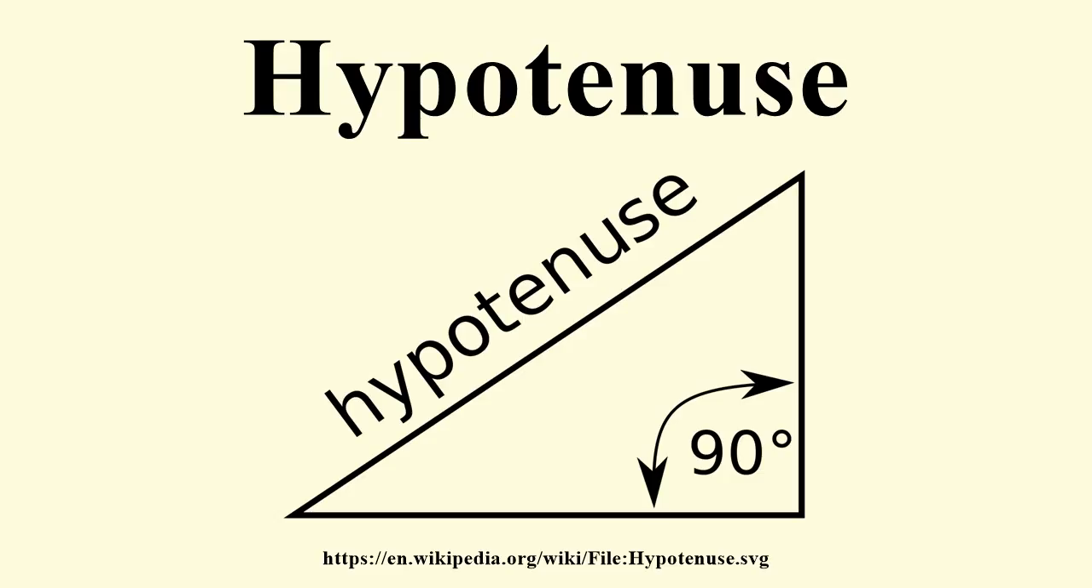A folk etymology says that tenuse means side, so hypotenuse means a support like a prop or buttress, but this is inaccurate. Calculating the hypotenuse.